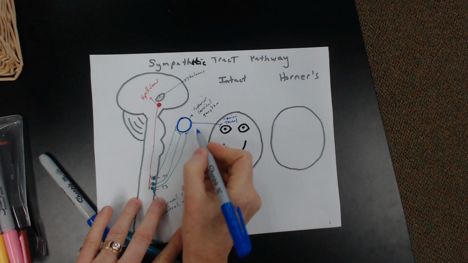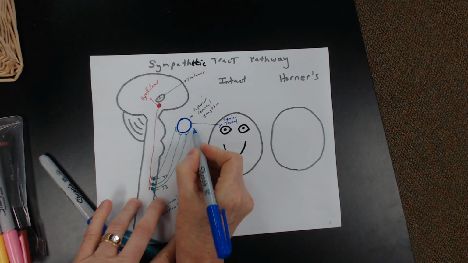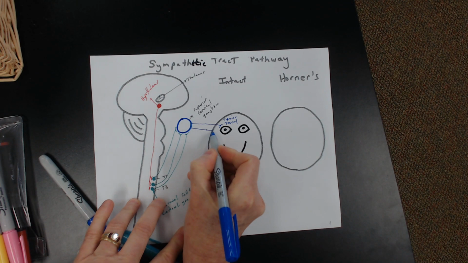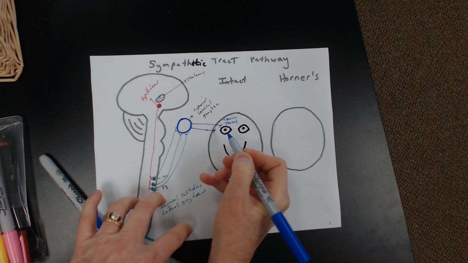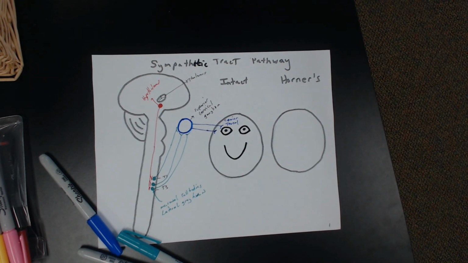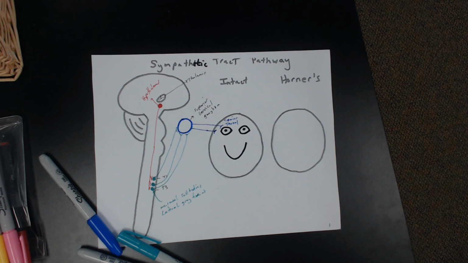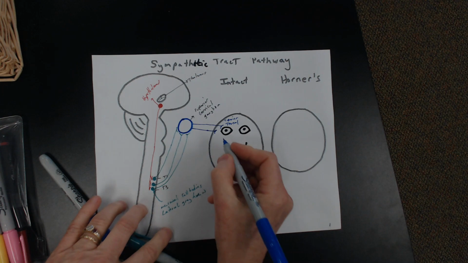Another place that the superior cervical ganglion is going to innervate is the muscle that's responsible for pupillary dilation. If you remember way back when I talked about this muscle, the sphincter pupillae was the one that's associated with the parasympathetic pathway. Does anybody remember the name of the muscle that's responsible for pupillary dilation? That would be your dilator pupillae. Okay.